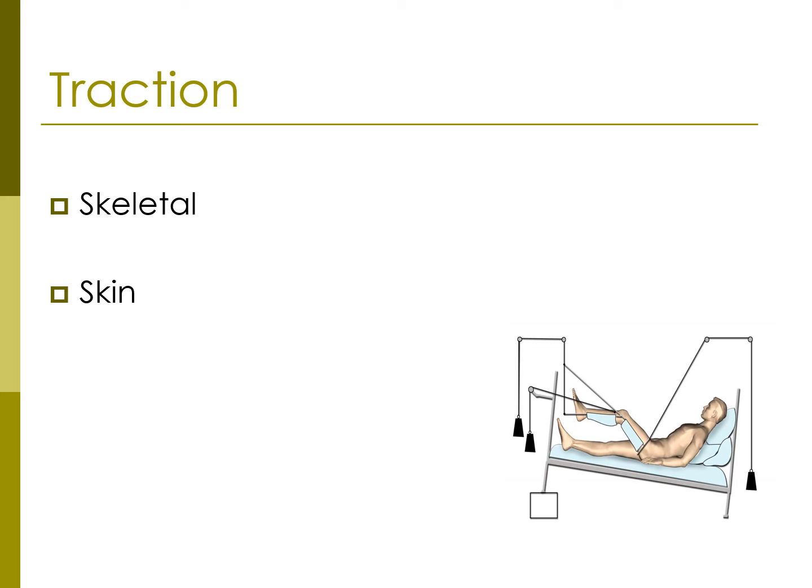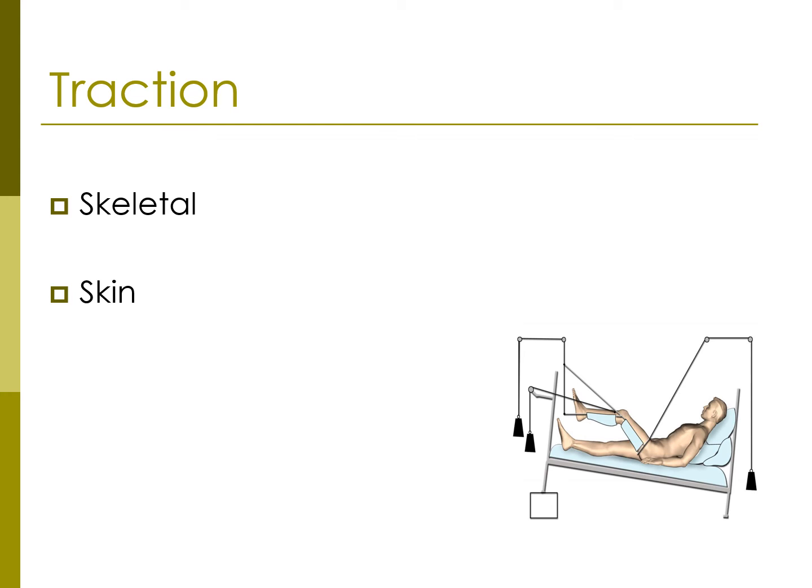Traction is used to maintain alignment after an injury. It can decrease deformity and spasm. It can be used as a treatment method in and of itself, or it could be used short-term until the patient is a candidate for surgery.